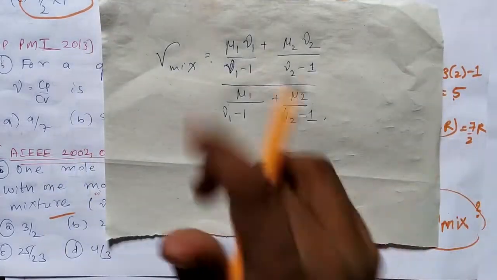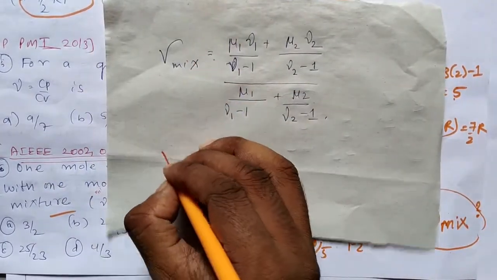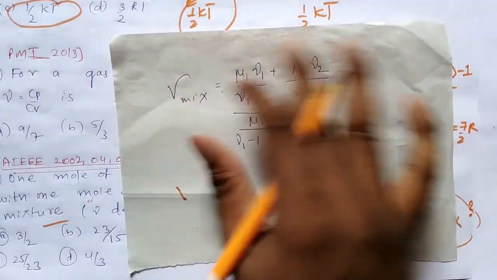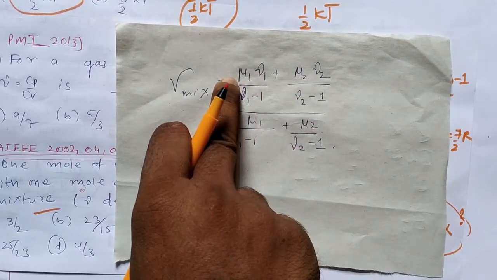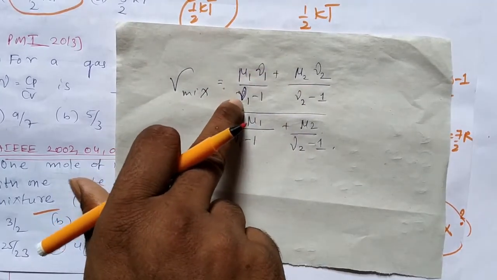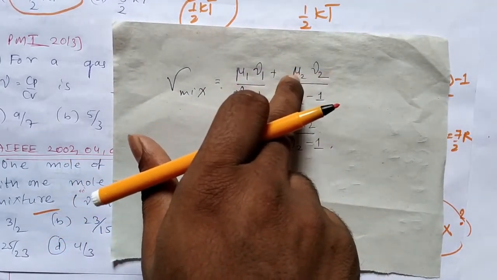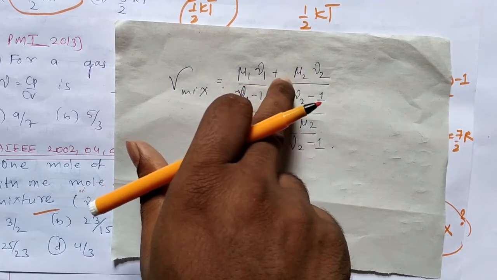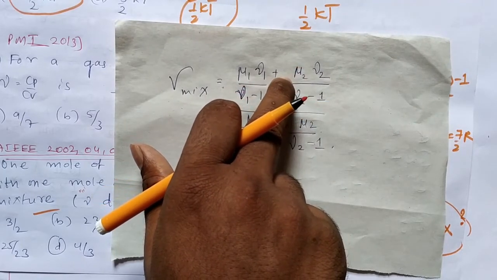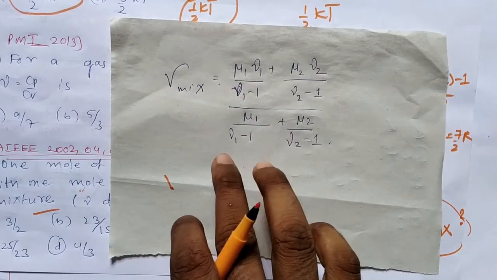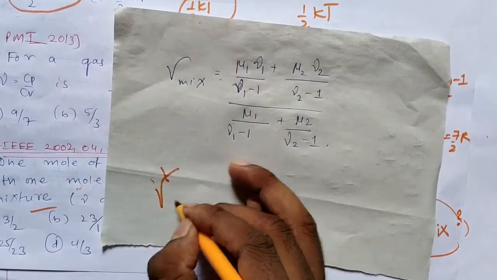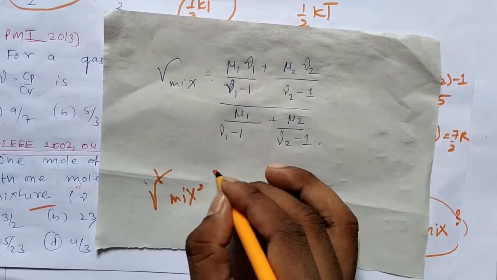Okay, this is the formula for nu mix, which you can refer to. Mu1 is the quantity of a substance, with atomicity nu1 divided by nu1 minus 1. This is mu2, the moles of the second substance, and this is nu2, the atomicity of the second substance. You will get the formula like this. Please use this formula to calculate nu mix.